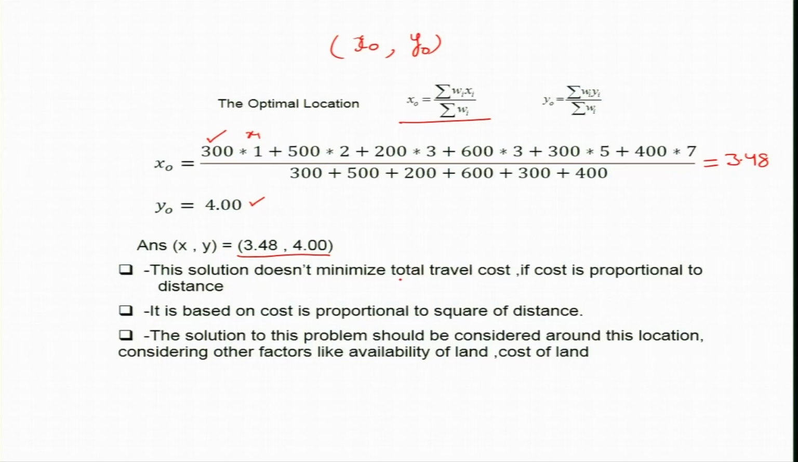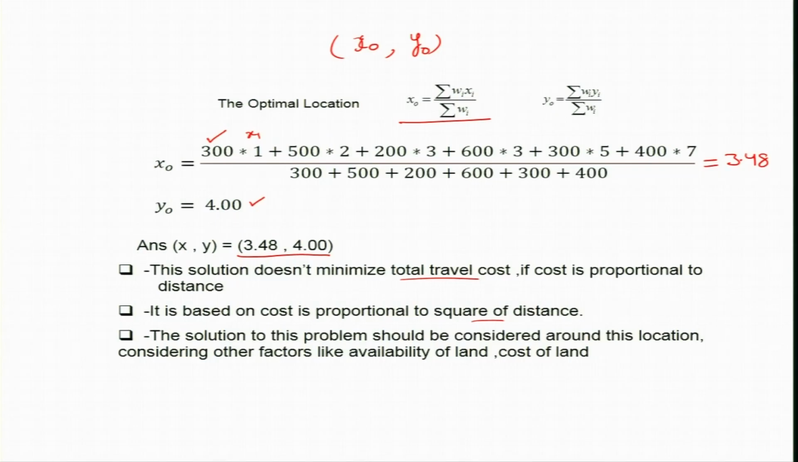The important thing is this is not minimizing the total travel cost. We are considering that cost is proportionate to the distance, or cost is proportionate to the square of the distance. The solution to this problem should be considered around this location, considering other factors like availability of land, cost of the land and other factors also.